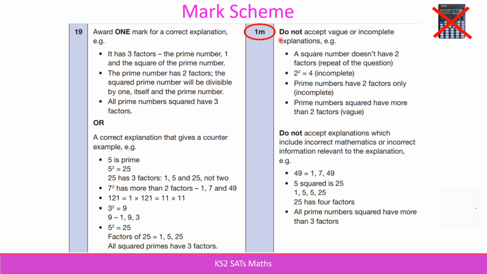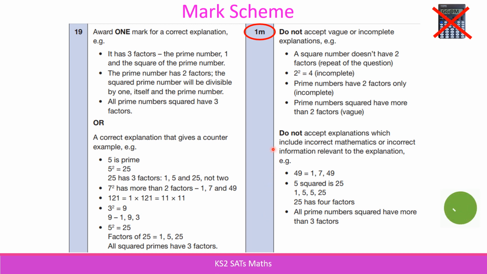It does say over here, do not accept the reasons which have been given here. So a square number doesn't have 2 factors. A repeat of the question, or 2 squared is 4 and it's not complete, or prime numbers have 2 factors only, again it's not complete. You need to give the full explanation over here to get the full marks.